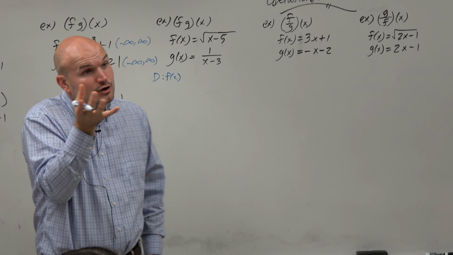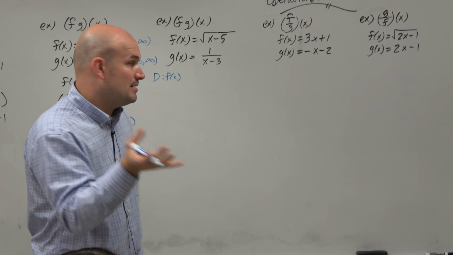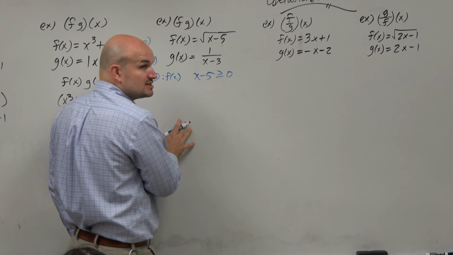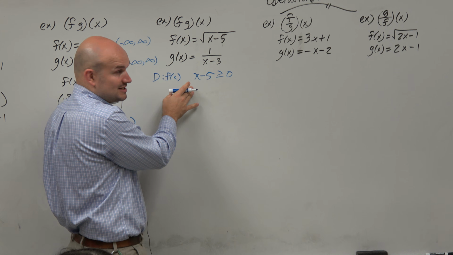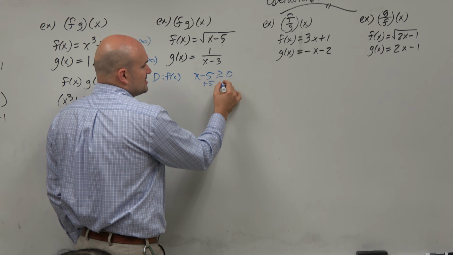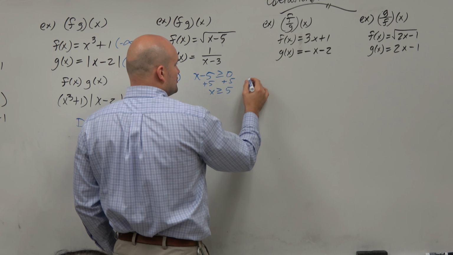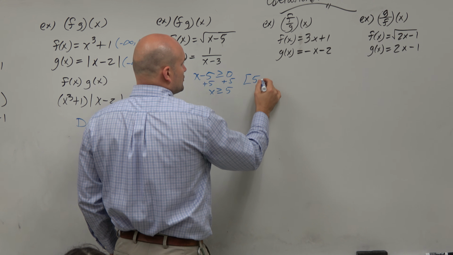Remember, guys, whenever we're under a radical, we can only take the square root of non-negative numbers. That means x minus 5 has to be greater than or equal to 0. This is what we needed to know from our last quiz. So to find the domain, I just add 5 to both sides. x has to be greater than or equal to 5. So we can say the domain is all numbers greater than or equal to 5.